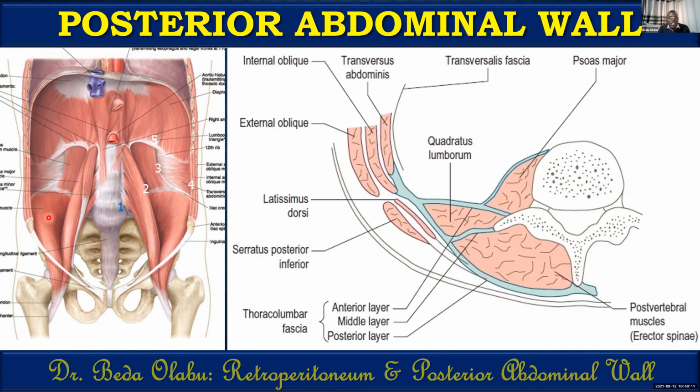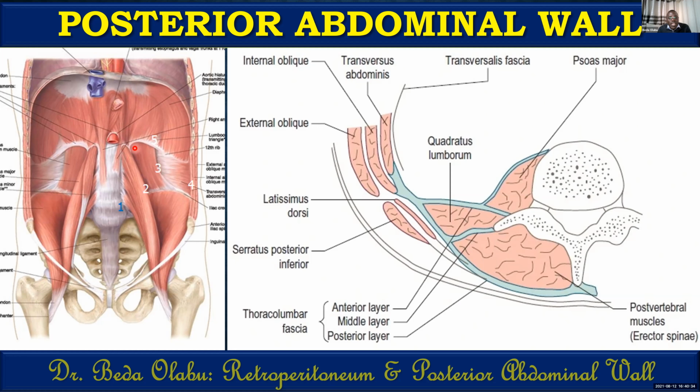So the muscles iliacus, psoas major and minor, quadratus lumborum, transversus abdominis, and posterior dome of the thoracic diaphragm, all those constitute the posterior abdominal wall. Basically, those are the muscles that form the wall.